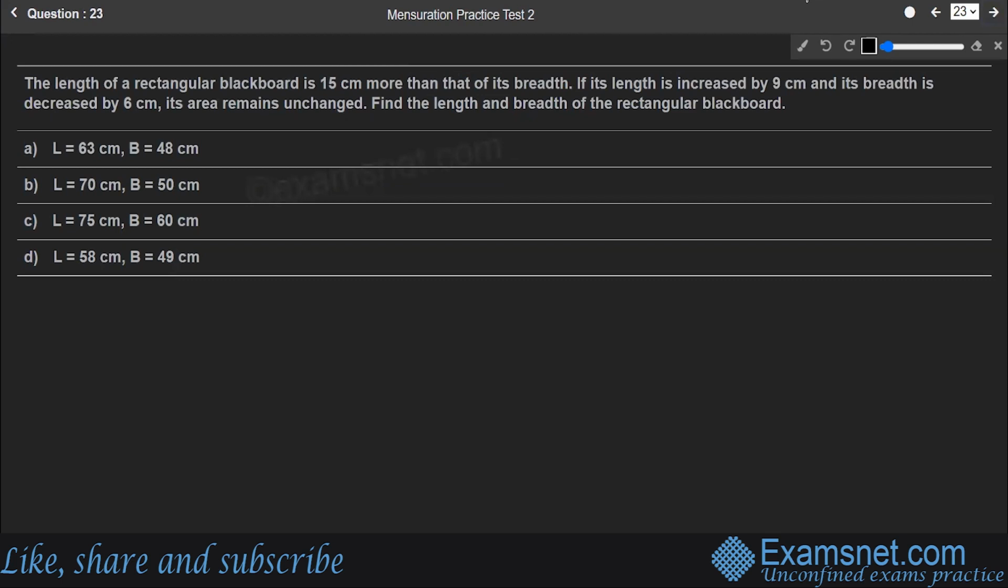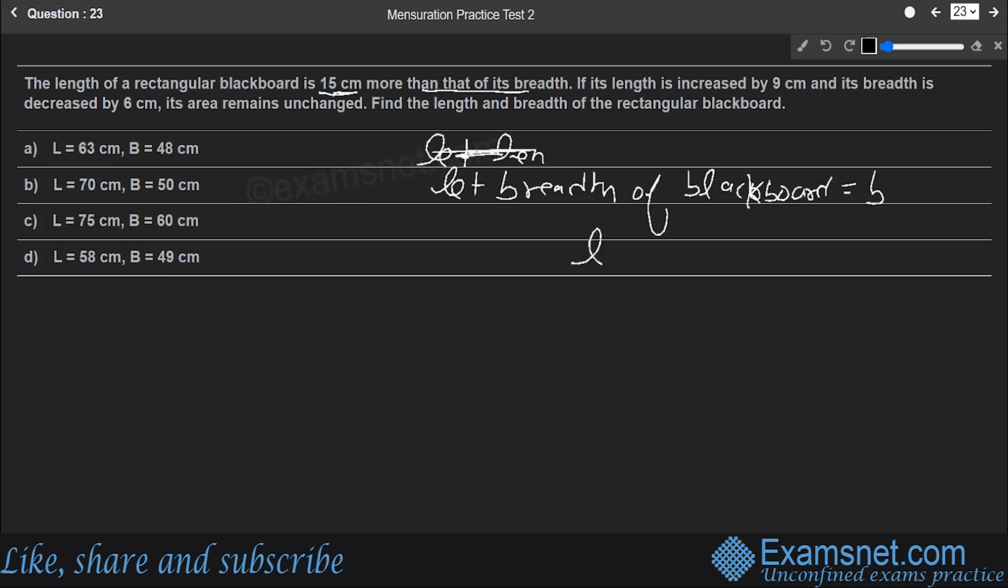Now the length of a rectangular blackboard is 15 centimeter more than that of its breadth. So let's first of all take this: the length is related to breadth, so let us assume the breadth. Let the breadth of the rectangular blackboard be B. He said that the length is 15 centimeter more, so the length will be 15 plus B.